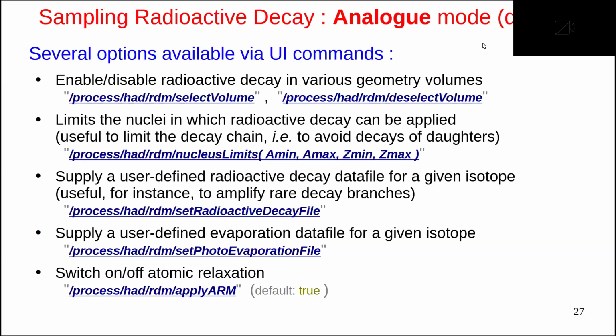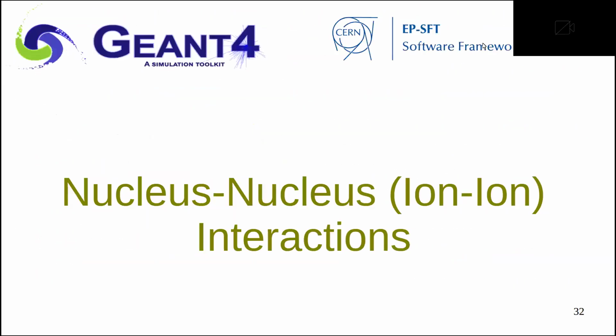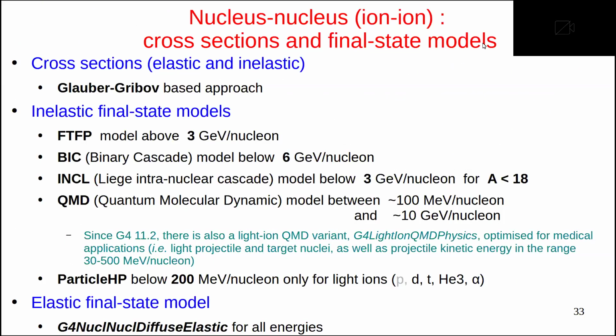Okay, we have a local question. Thank you. So I'm interested in ion-ion interactions, especially focusing on heavy ion fragmentation. And my question is, what is the difference between the quantum molecular dynamics model and the light ion variant of QMD?